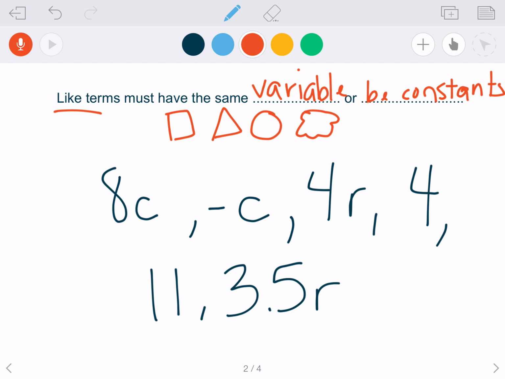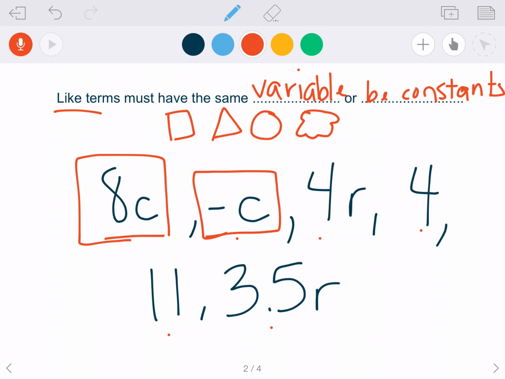So let's look at this first term, 8c. Are there any other terms here that have a c as the variable? Yeah, I have 8c, and I'm going to use a square there. And then I have negative c. And let's just review really quick. If we have a variable by itself and there's nothing in front of it, there's only how many of those? There's only one. So we would understand that there's a 1 there. So that would be negative 1c.